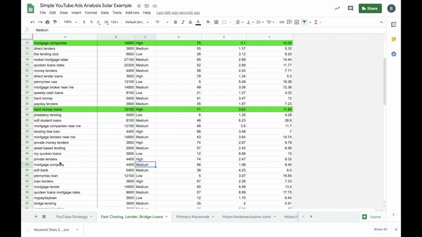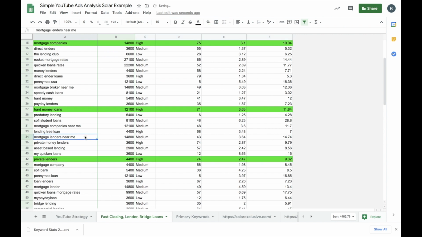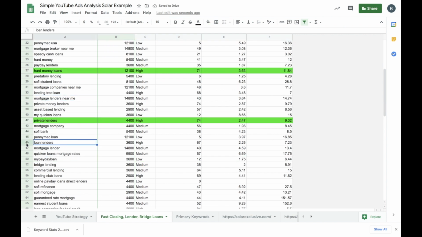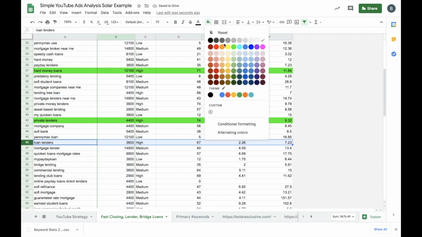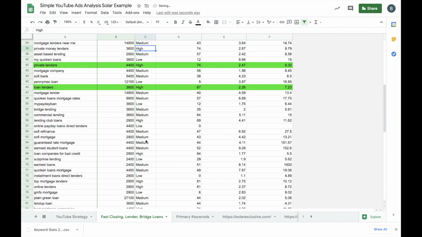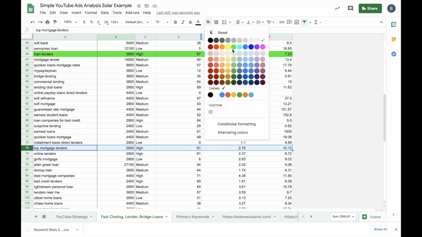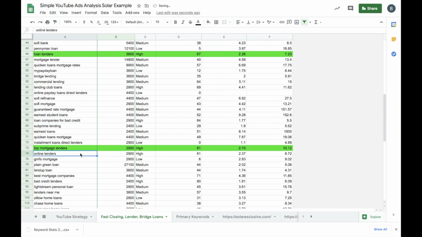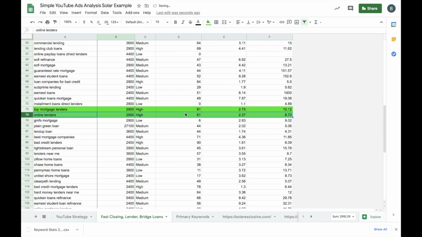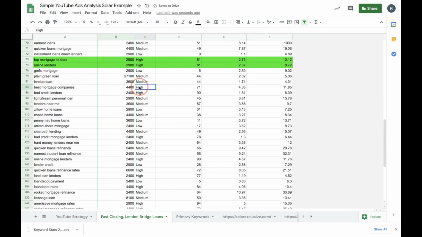Let's just see if there's any more. Private lenders, that's probably relevant. Yeah. Loan lenders, that's probably relevant. You can see I'm highlighting all the ones in green because we know these are going to convert to sales. That's why I'm going through the ones that are relevant. You're online, so we can bucket you in as an online lender. Best mortgage, bad credit lenders. Would you consider yourself a solution for people with bad credit?